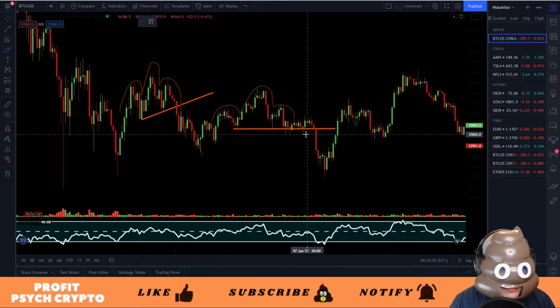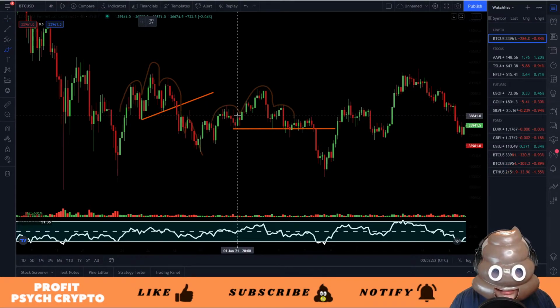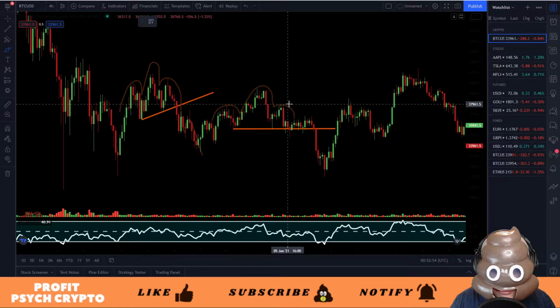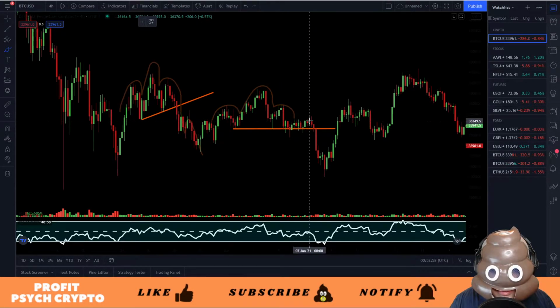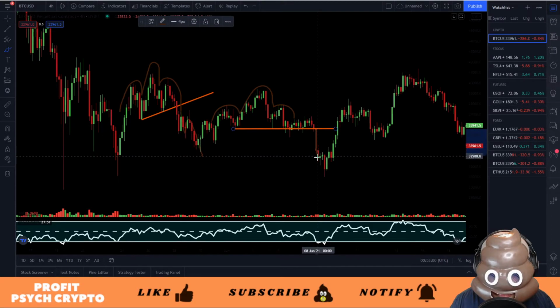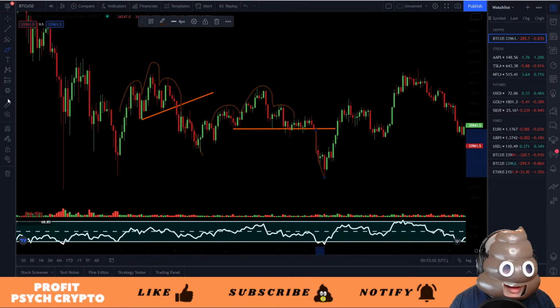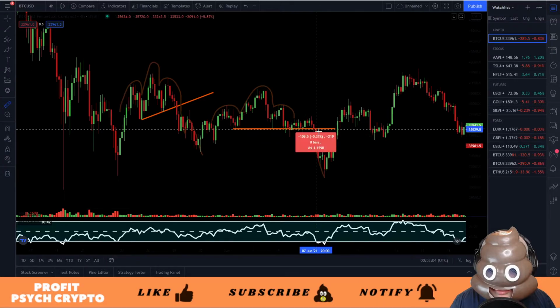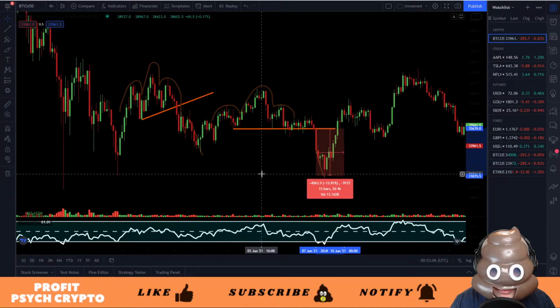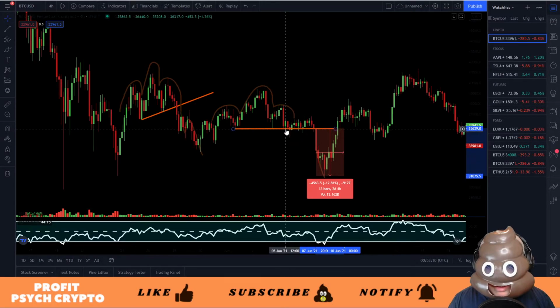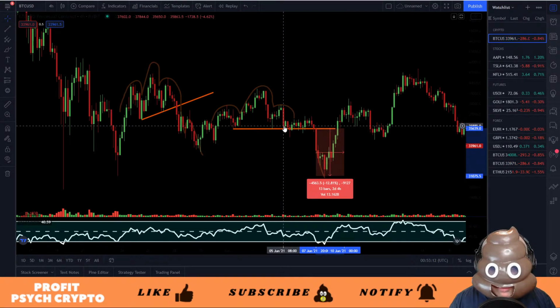So, left shoulder develops, turtle head develops, right shoulder develops. It's bouncing off of the underarm line, finally breaks through. That there would have been the conservative route, a 12.81% short profit. So you can see how powerful the turtle head pattern really is.